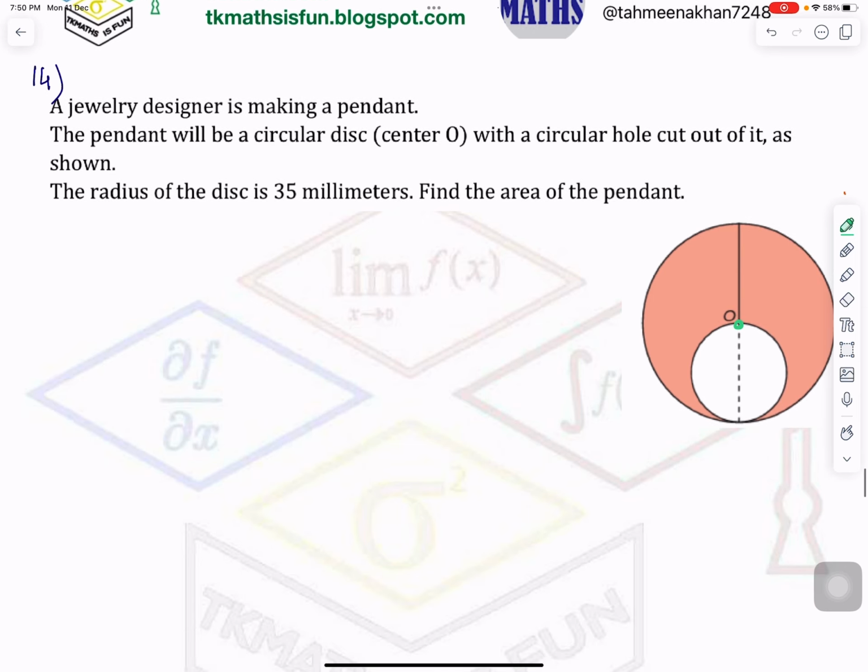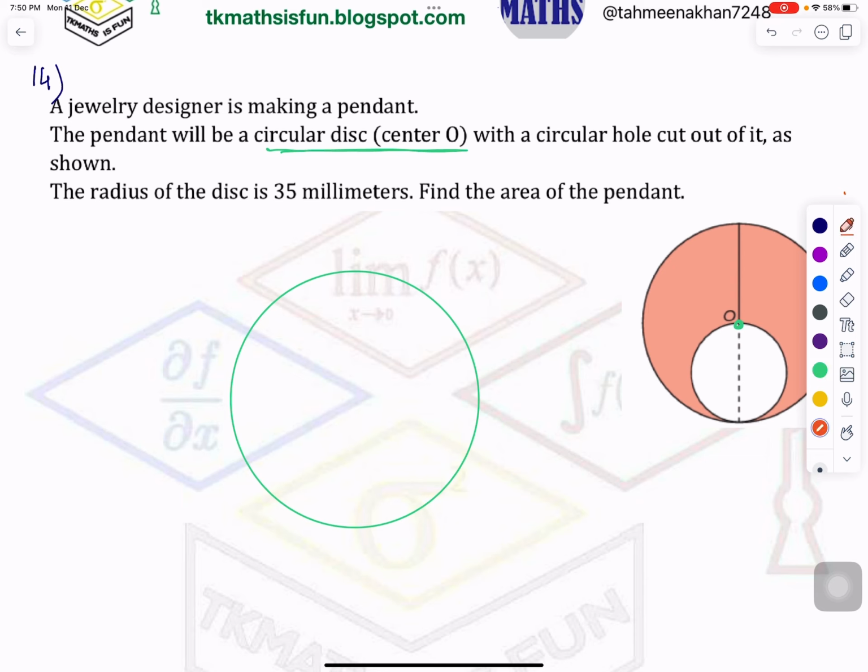And you are cutting out this white portion from it. So what remains is the area of the pendant, which you have to find out. The radius of the disc, which disc? The circular disc with center O, the bigger one. The radius of the circular disc is what? 35, which is given to me in the question.